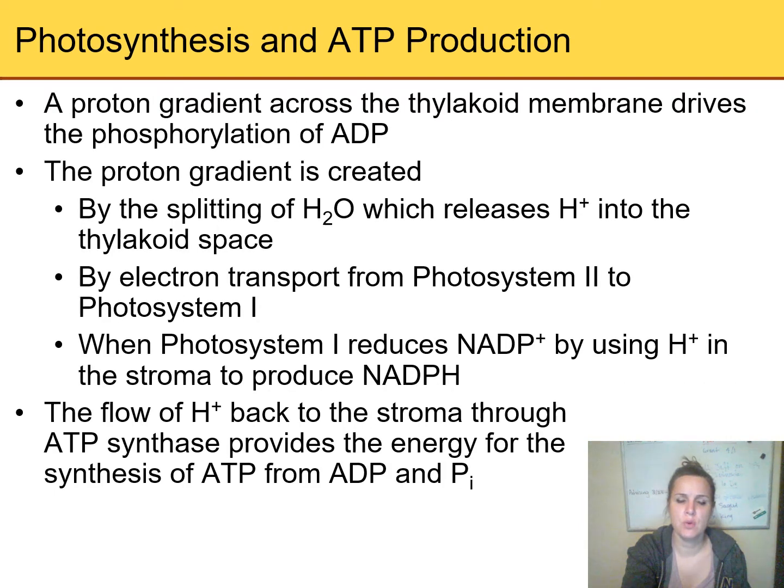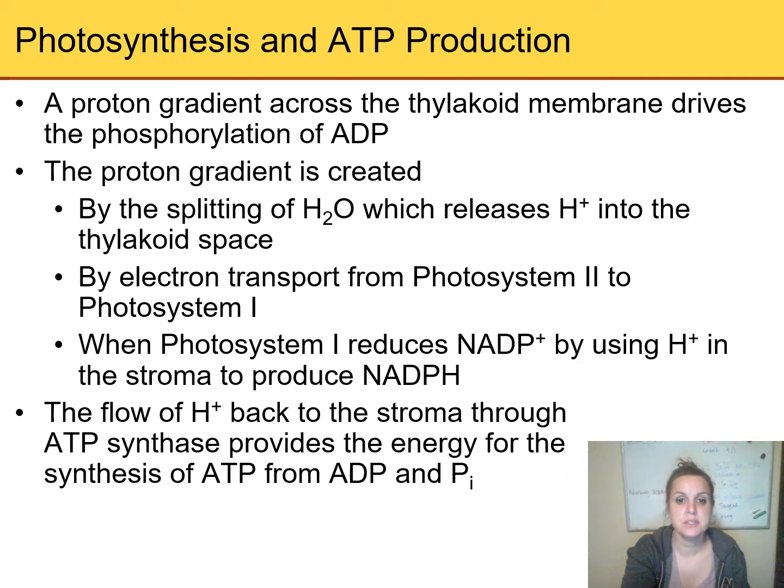So I talked about this before, but I just want to reiterate what couples the photosynthesis reactions to ATP production. So a proton gradient is generated across the thylakoid membrane, and this is what's going to lead to phosphorylation of ADP to make ATP. So this proton gradient is created by splitting water, which is going to release hydrogen ions, and that's going to be released into the thylakoid space. And then an electron transport system that we talked about with photosystem 1 and photosystem 2 is also going to lead to the pumping of hydrogen ions.